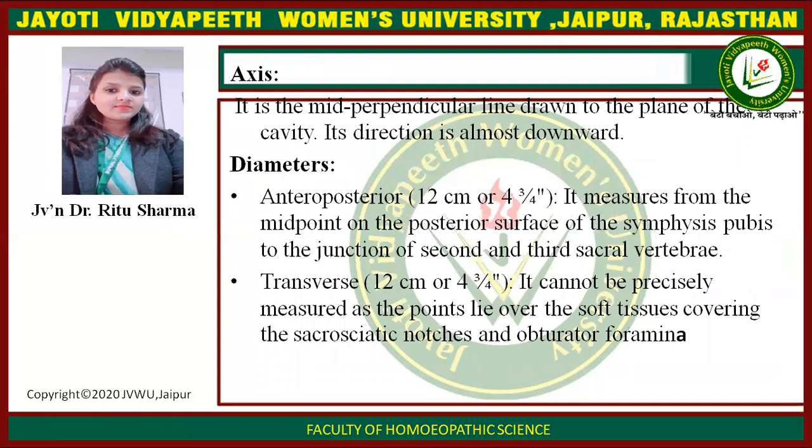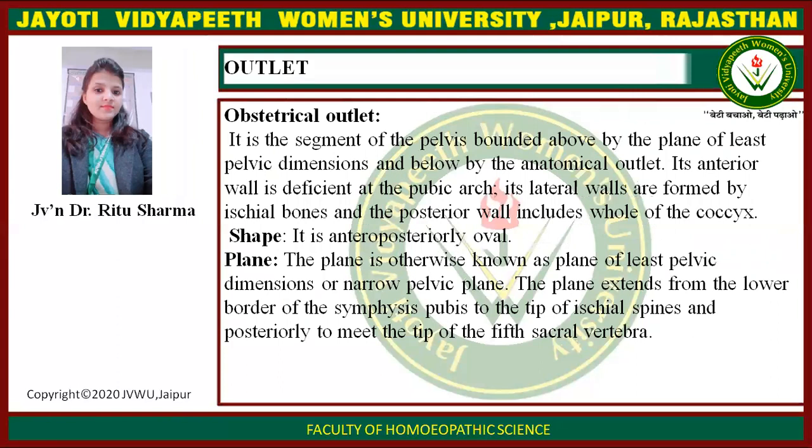Axis: it is the mid-perpendicular line drawn to the plane of the cavity. Its direction is almost downward. Diameters: anteroposterior, it measures from the midpoint of the posterior surface of the symphysis pubis to the junction of the second and third sacral vertebrae. Transverse: it cannot be measured precisely as the points lie over the soft tissue covering the sacrosciatic notches and obturator foramina. Outlet: the obstetrical outlet.